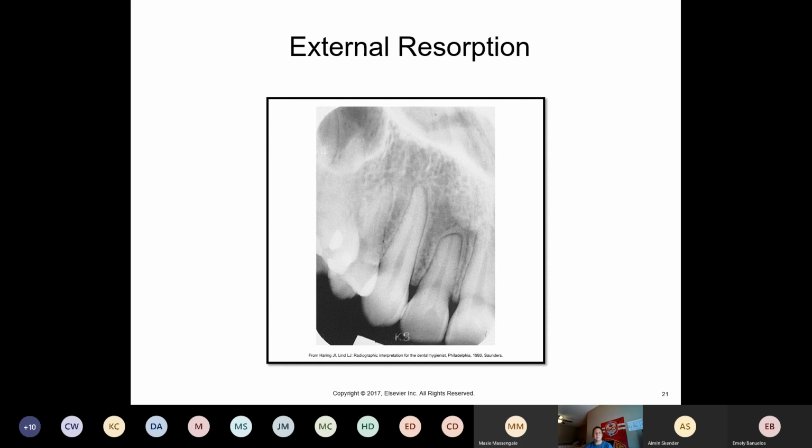We're going to see, let me see if I've got my picture up here. If you look at this lateral incisor, you can see that it looks like somebody just came through and filed off the apex of the tooth. That is external resorption. It is seen on the outside of the apex of the tooth.